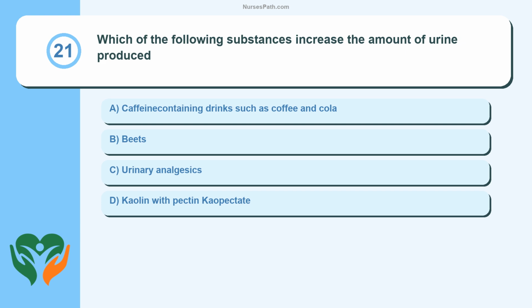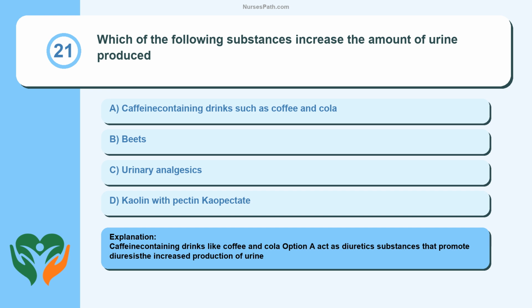Question 21. Which of the following substances increase the amount of urine produced? Caffeine-containing drinks such as coffee and cola. Beets. Urinary analgesics. Kaolin with pectin (Kaopectate). Caffeine-containing drinks like coffee and cola, option A, act as diuretic substances that promote diuresis, increased production of urine.